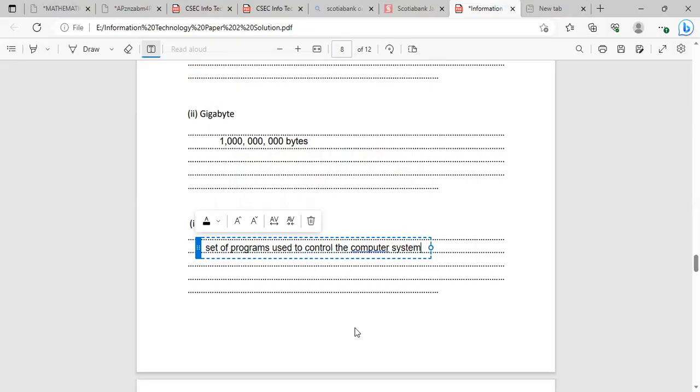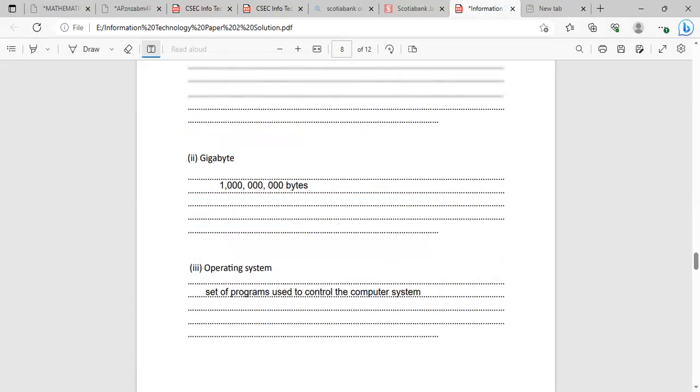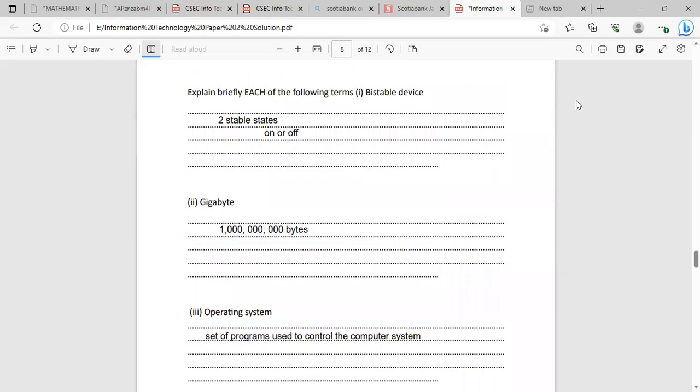All right. So let's recap. We have what we call the bistable device, and it has two stable states, either one or the other. So it's two, and gigabyte is basically 10 to the 9 bytes, while the operating system is a set of programs used to control the computer system. Let's move on.